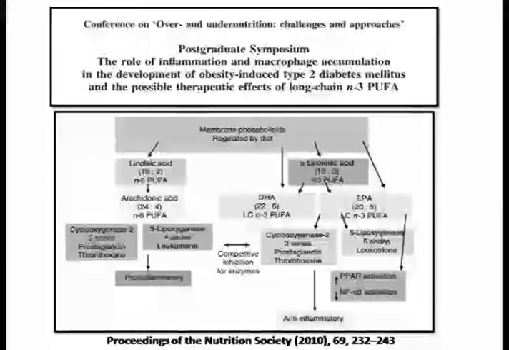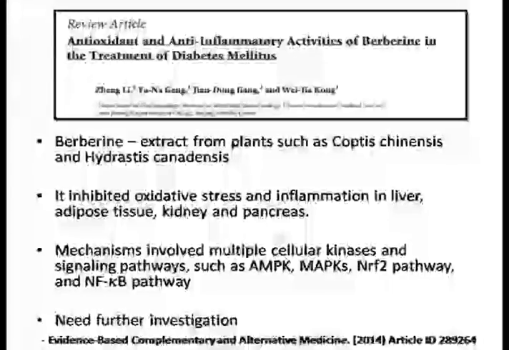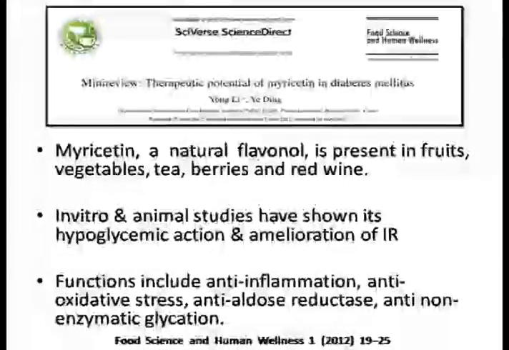This is another slide to show a ratio diet. Now, if diet is rich in omega-3 fatty acid, it has got anti-inflammatory activity vis-a-vis if it is rich in omega-6 fatty acids. These are some of the other anti-inflammatory drugs like berberine, which is present in plant extracts, then myrcene, which is a natural flavonol, then heme therapy to improve HbA1c by its anti-inflammatory effect.